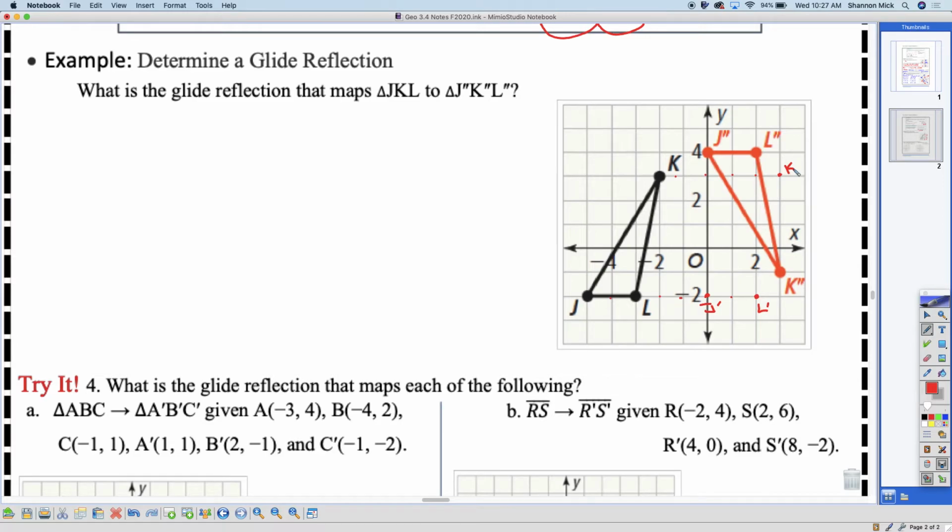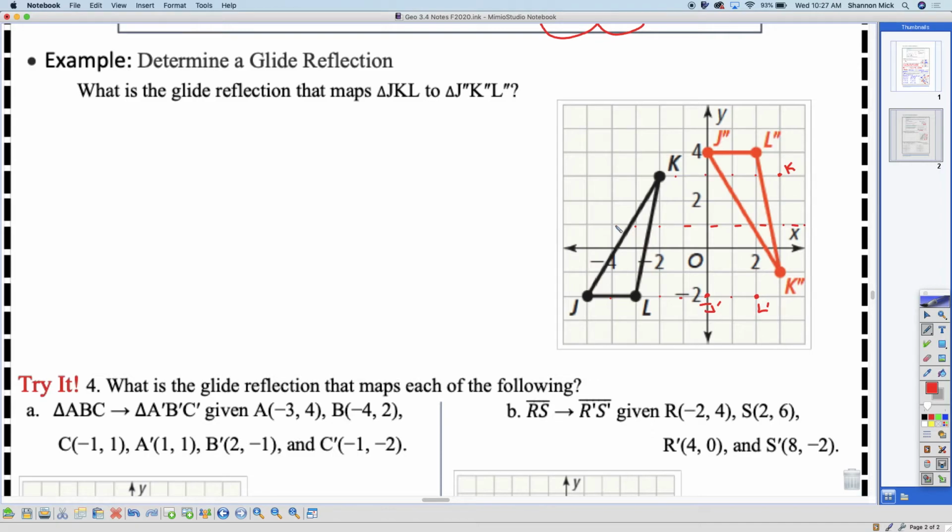Well, our J double prime and L double prime are at 4, and our J prime and L prime are at -2. What would be the middle? 1. So if I did 1, that tells me I've got 1, 2, 3 up, right? And then 1, 2, 3 down. So everyone good with that?